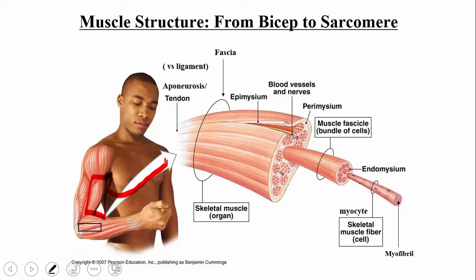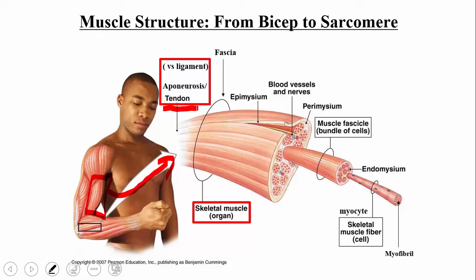So I'm changing the arrow here. If we look at the bicep, let's talk about a few points. The first thing we want to note is that the skeletal muscle is an organ, a bunch of different tissues working together to have a common function in a given structure. We'll notice that muscles are attached to bone via tendons.